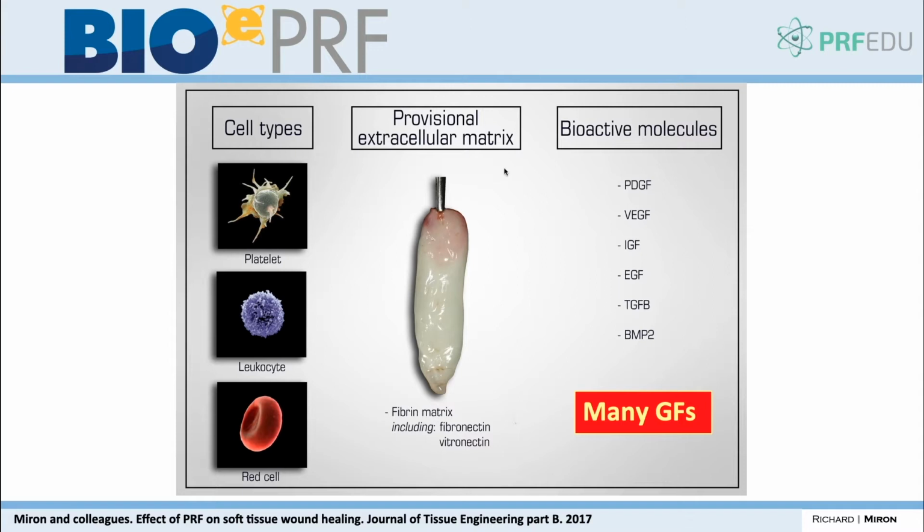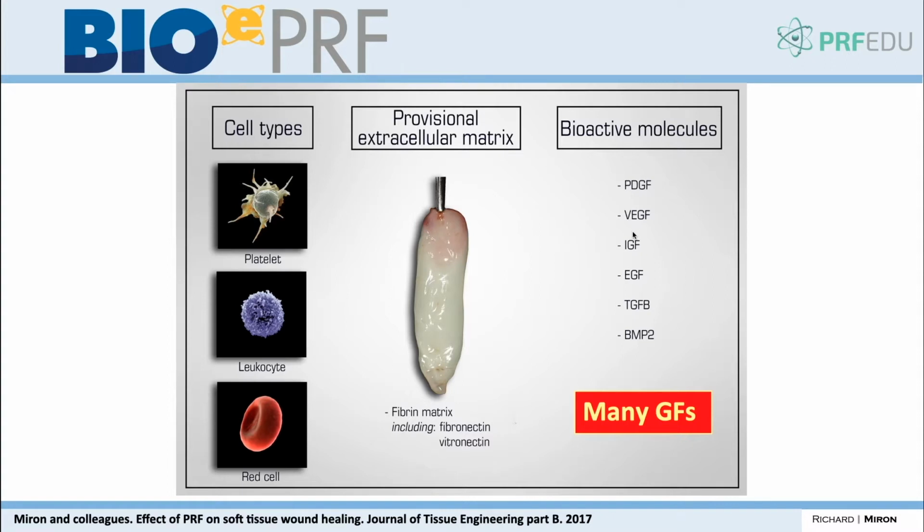Now, the advantage of platelet-rich fibrin, and as we've reviewed in the written portion of this textbook, is that it's a fibrin matrix. So you get a fibrin clot that forms, and in this clot, you're going to get entrapment of cells, so mainly platelets and leukocytes, as well as different growth factors.